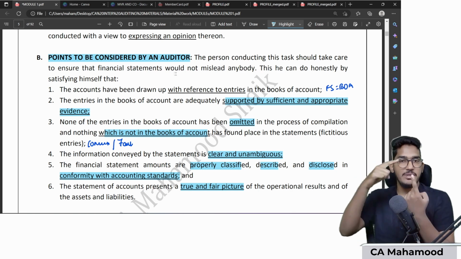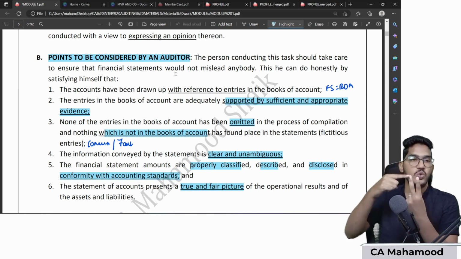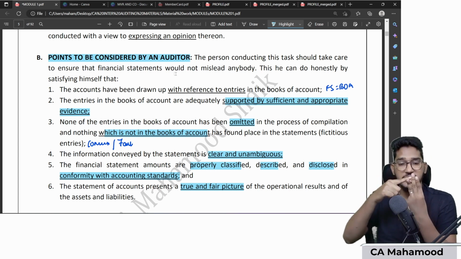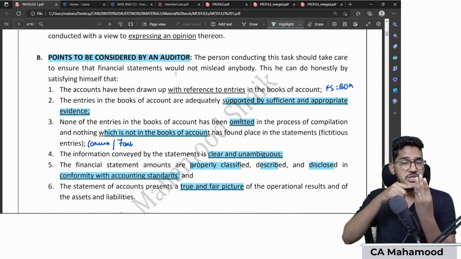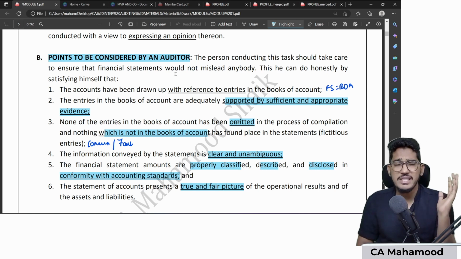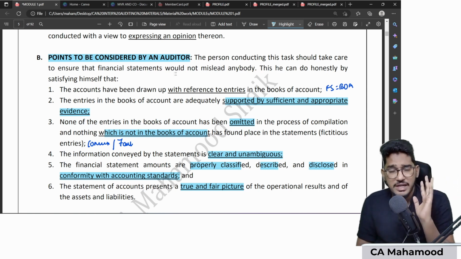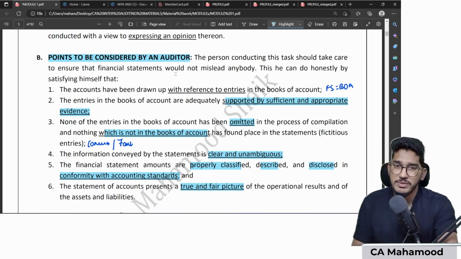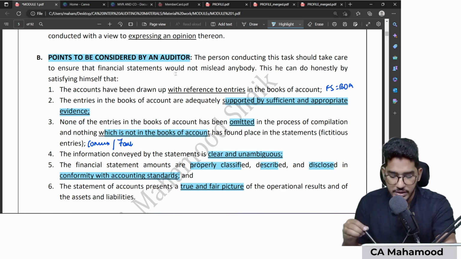Number 1, financial statements are matching with books of accounts. Number 2, entries in the books of accounts should have proper evidence. Number 3, there should not be any omissions or fictitious entries. Number 4, information conveyed should be clear and unambiguous. Number 5, the financial statements should be prepared as per accounting standards. Number 6, finally, financial statements are giving a true and fair view or not. So these are the points to be considered before expression of an opinion.